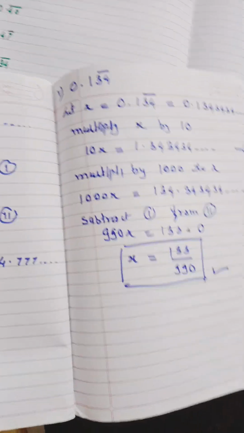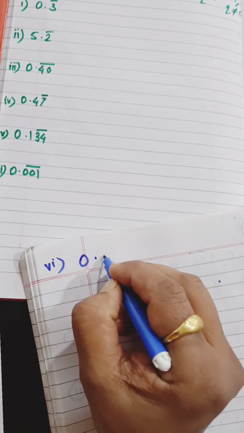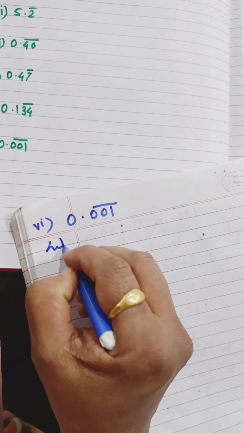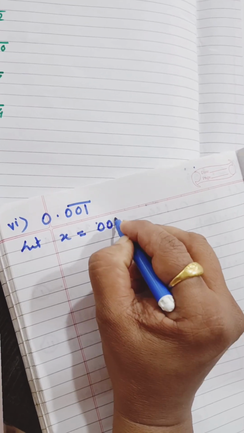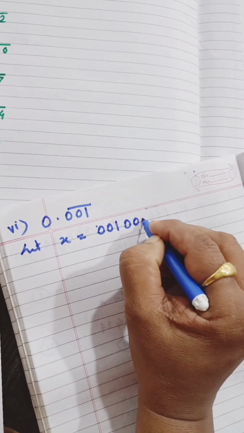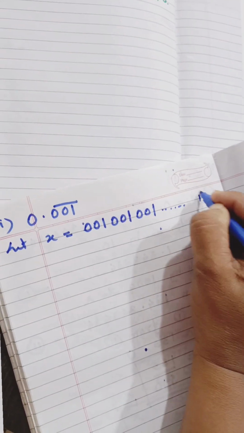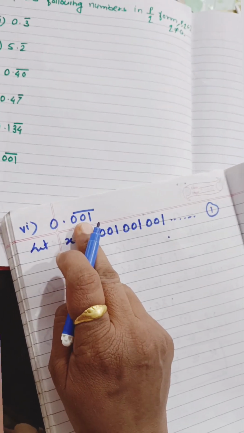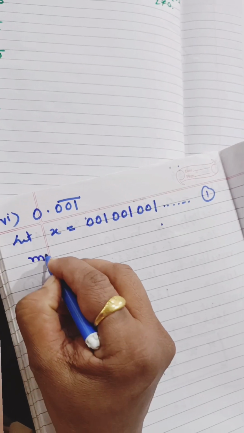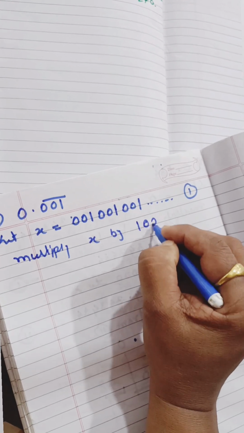Understood? Now let us come to our last number. What is that? 0.001 bar. Again denote this by x. Let x be 0.001001001, in this way. Give it as 1. Now after decimal there are 3 digits. So multiply x by 1000.